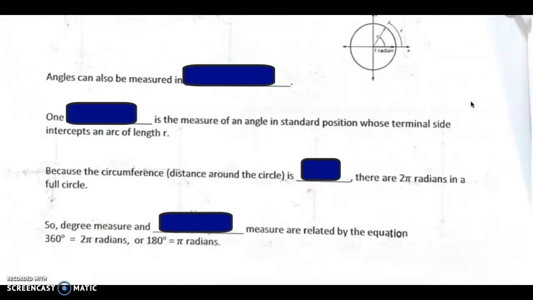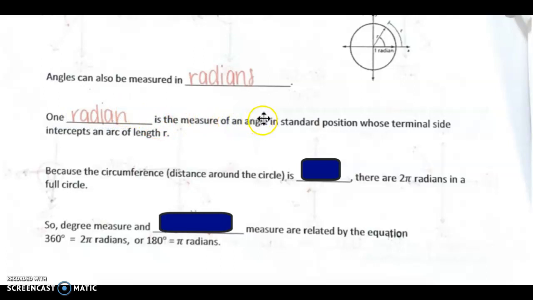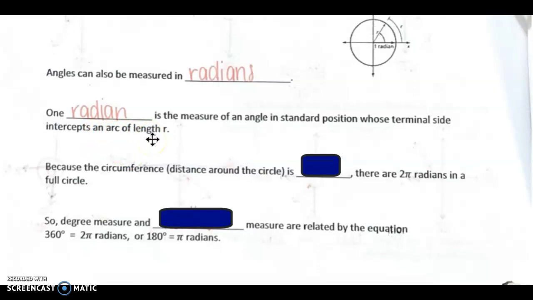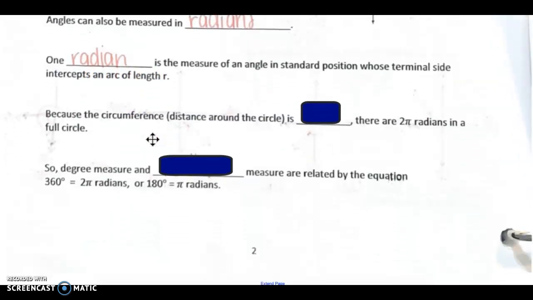Okay, it says angles can be measured in radians as well. So radians. 1 radian is the measure of an angle in standard position whose terminal side intercepts an arc of length r. So the important thing to know about this, it says because the circumference or the distance around the circle is 2 pi, there are 2 pi radians in a full circle.